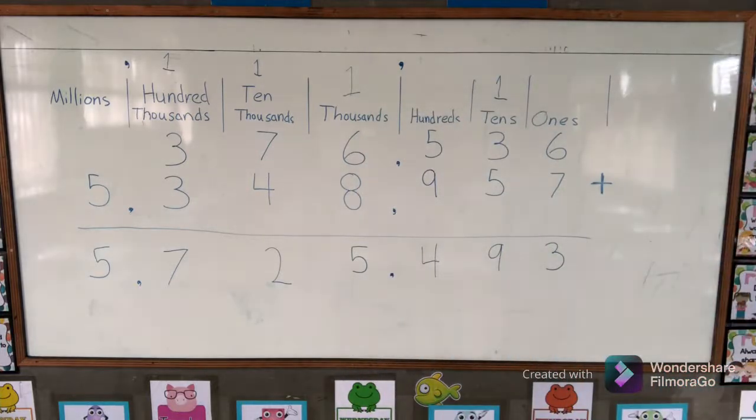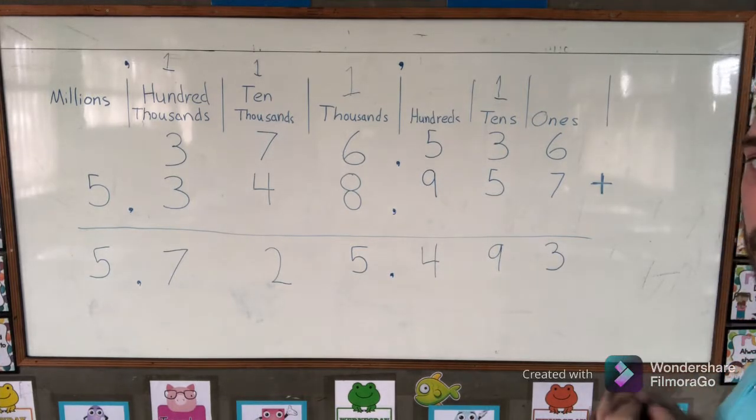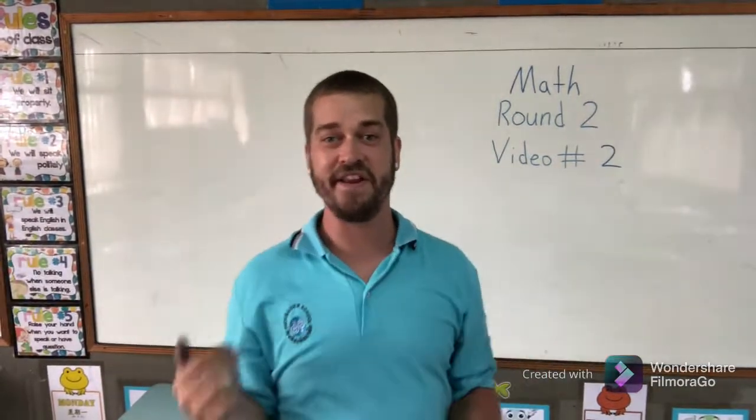So we have for 2A, we have 5,725,493. That's all we have for video number 2.